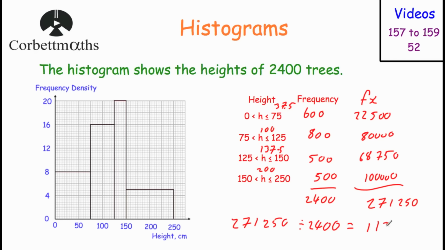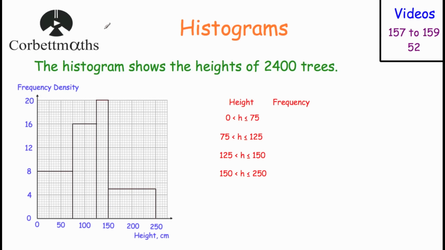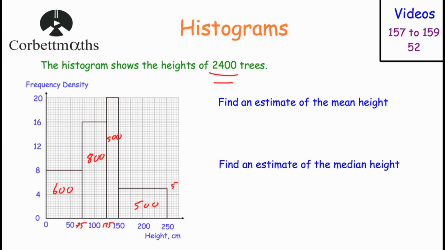That's equal to 113.02 centimeters. And that's it. So that's our estimate of the mean, to 2 decimal places. Okay, next we were asked to find an estimate of the median. So our next question says, find an estimate of the median height.